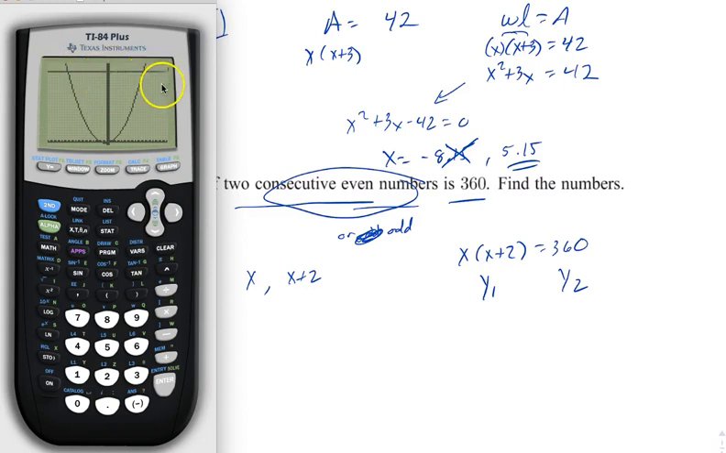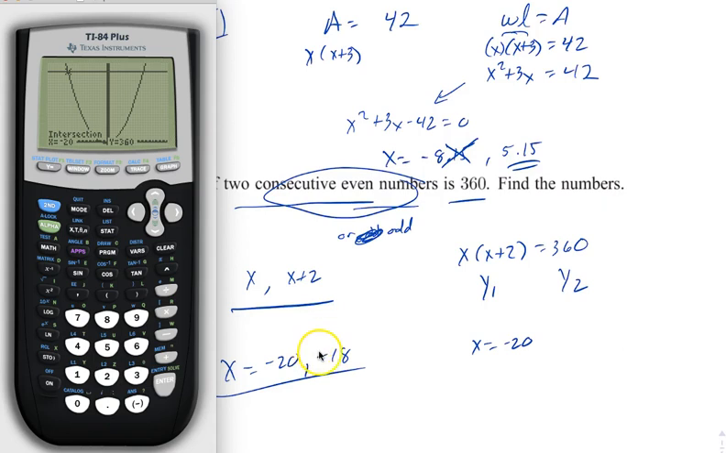And there we go. Now in this case, let's make sure they're consecutive even numbers. Negative numbers are also even, so I actually have to find both answers in this case. So I can calculate, intersect, I'm pressing 5 this time. Go close to this answer and see what it gives me. I get negative 20. So using this formula, my answers would be negative 20, and then add 2, negative 18. Those are consecutive even numbers, even though they're negative.